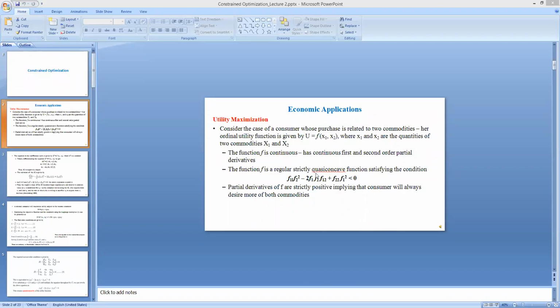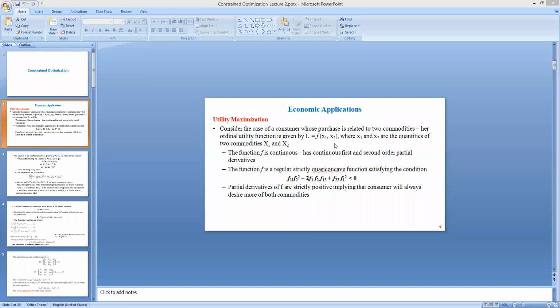Okay, so we are starting with utility maximization. So it's a simple exercise. You are aware of this entire thing. We have an objective function. So u is equal to f of x1, x2. We can extend this kind of exercise up to n dimensions, but for simplicity, we always start with 2 variables. In this case, 2 commodities, quantities of 2 commodities, x1 and x2.